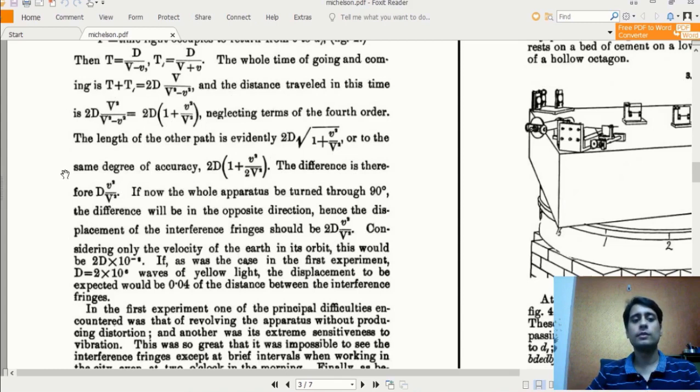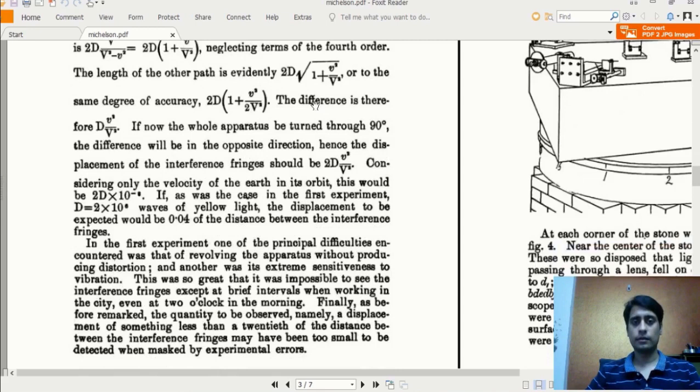So finally, neglecting the terms of the fourth order, the length of the other path is evidently 2D. If you are not sure about these things, you can refer to our previous lecture. In the previous lecture, instead of 2D, we had L1 (L1 plus L2), because here the two lengths are considered equal, to the same degree of accuracy. 2D (1 plus v squared upon 2V squared).